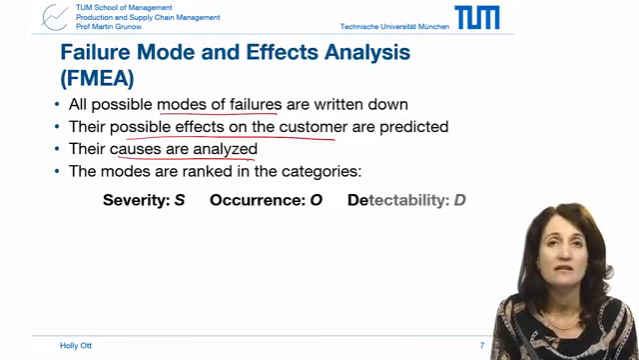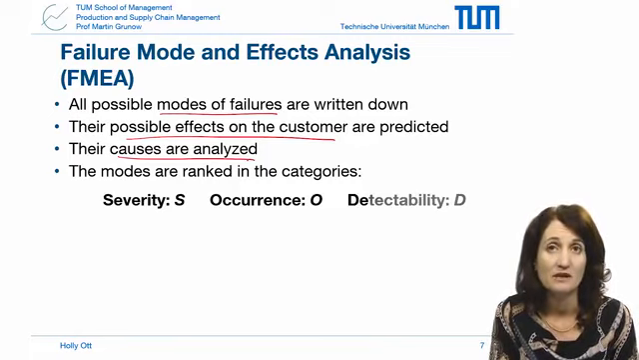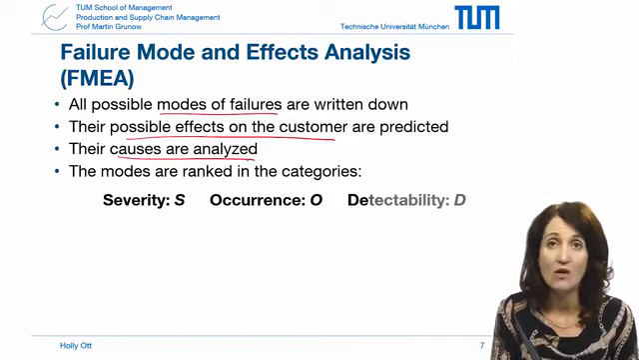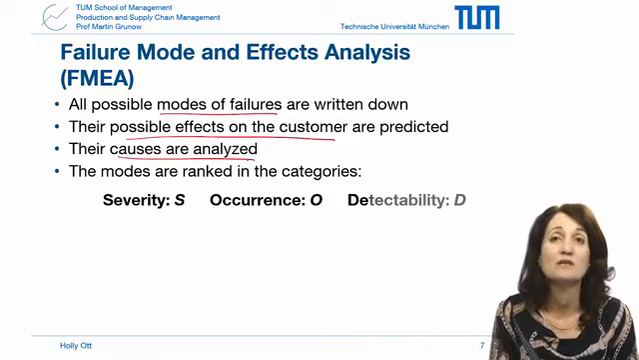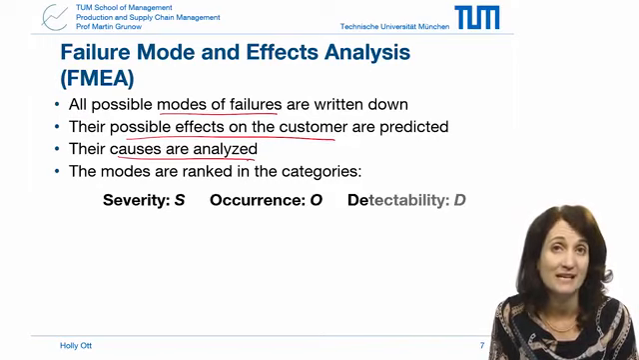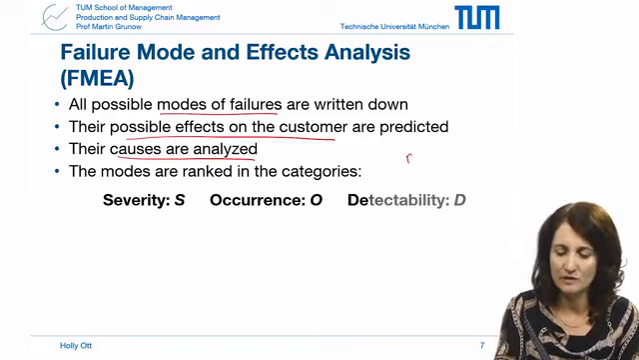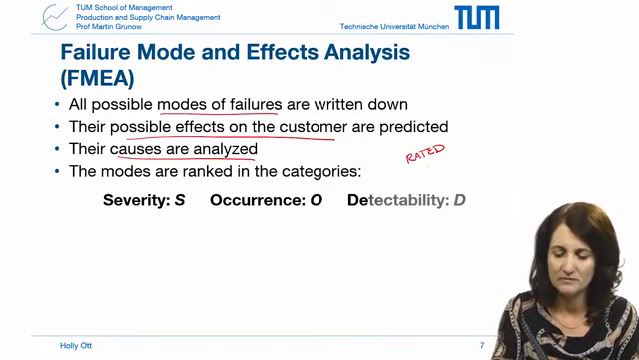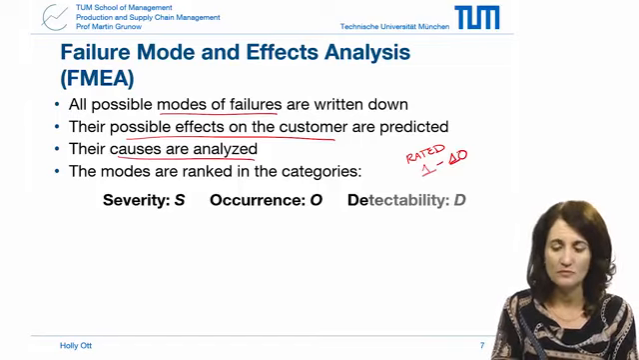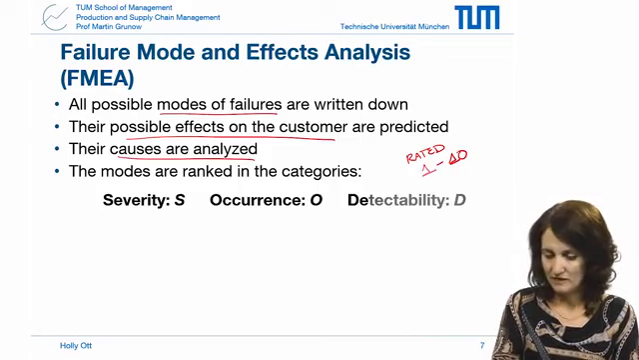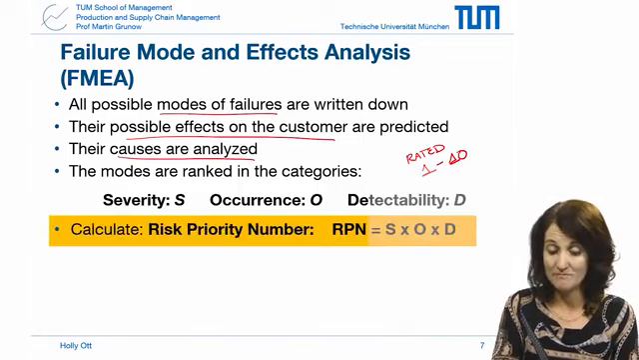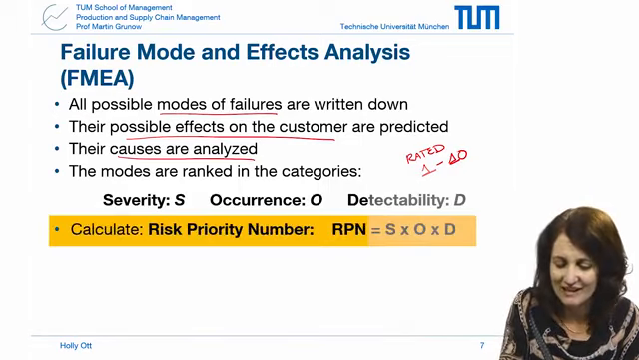Severity is how bad the result would be if this failure occurred. Occurrence is, how often do you expect this failure to occur? And detectability is, what is the chance that this failure will be detected? And each of these, as we'll see in a minute, is rated between 1 and 10.